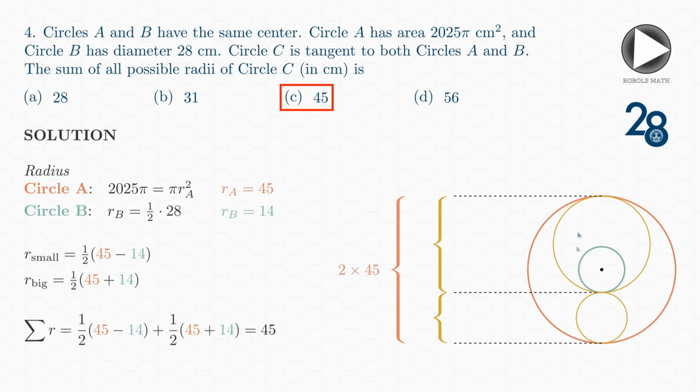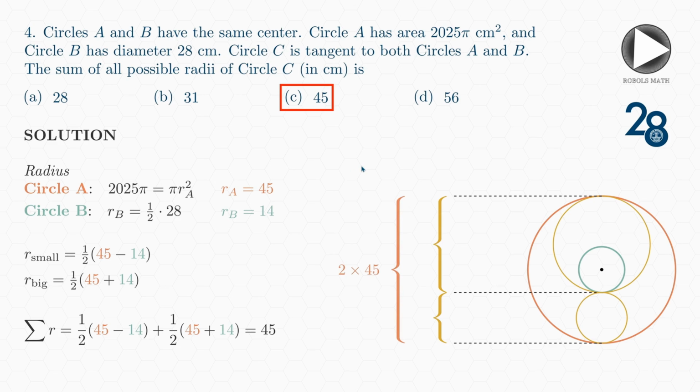So this is the sum of the diameters. If you want to find the sum of the radii, you just divide this by 2. So 2 times 45 divided by 2 is just 45. If you figure that out, then this problem should be doable in like 15 seconds or so. Okay? I hope we're doing good so far.